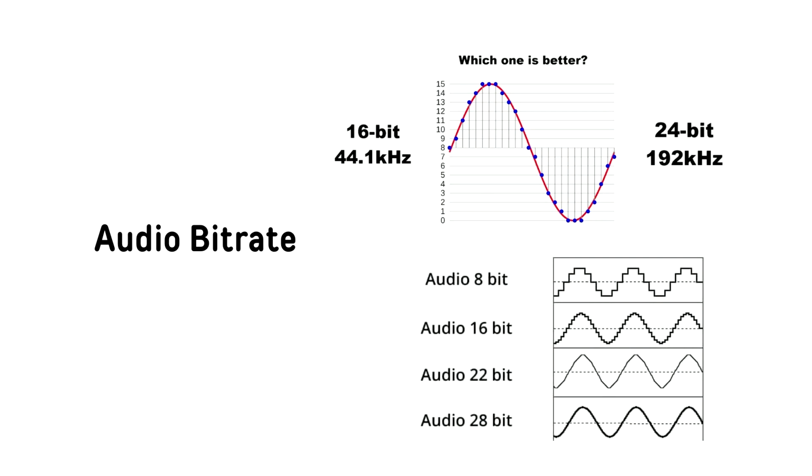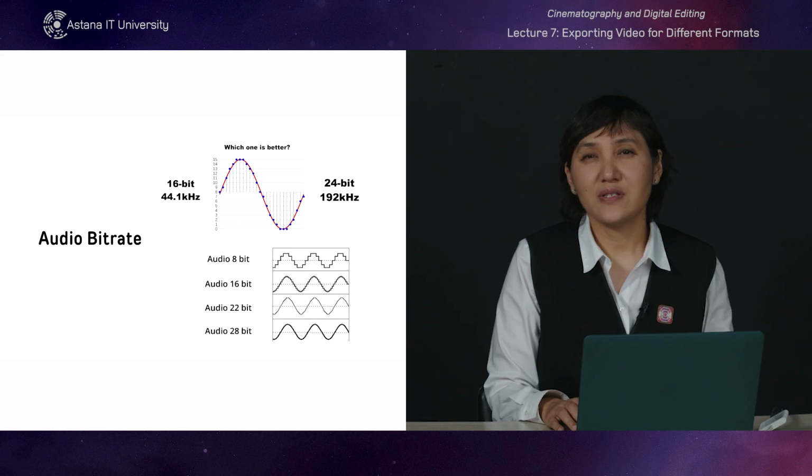Another important consideration is whether the audio should be stereo, 2 channels, or surround sound, 5.1 or 7.1 channels. Stereo is sufficient for most web videos, while surround sound is essential for cinema and some broadcast productions.